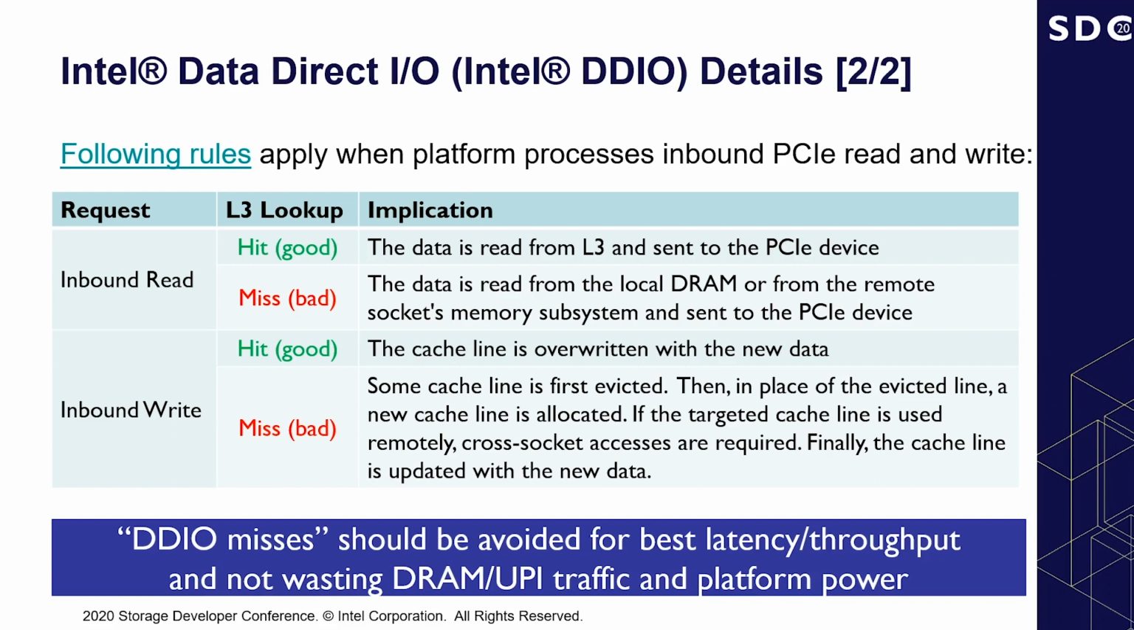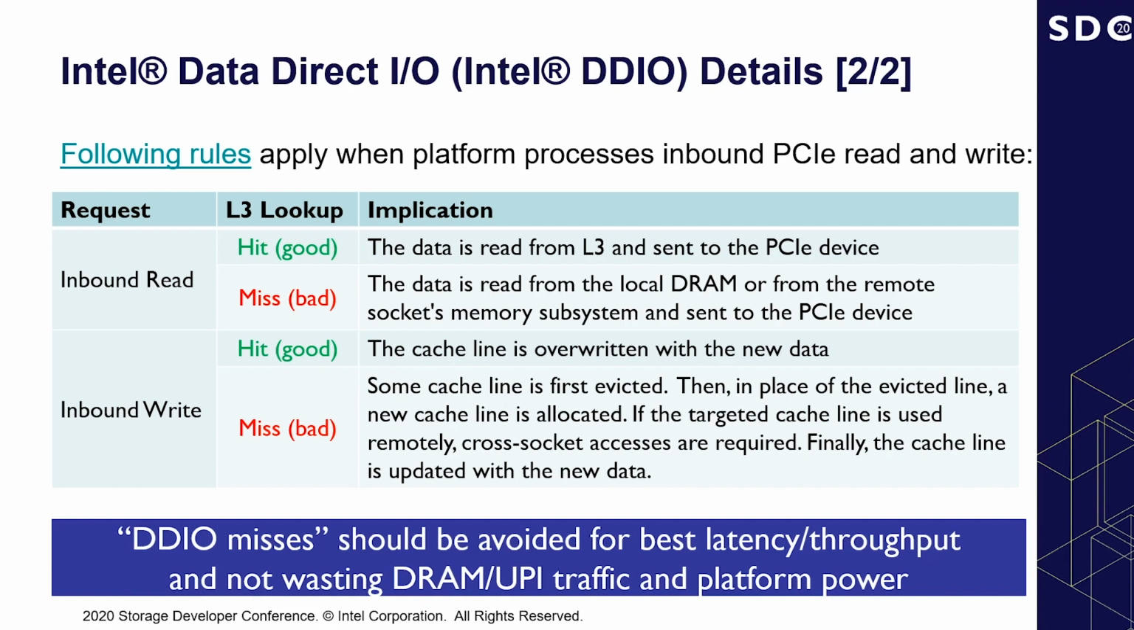So there are two scenarios for L3 lookup that happen with Intel DDIO. We can either get an L3 hit or we can get an L3 miss. As you can see here, the hits are good, the misses are bad. Let me walk through this table really quick and it'll help summarize what I was talking through in the previous slide.